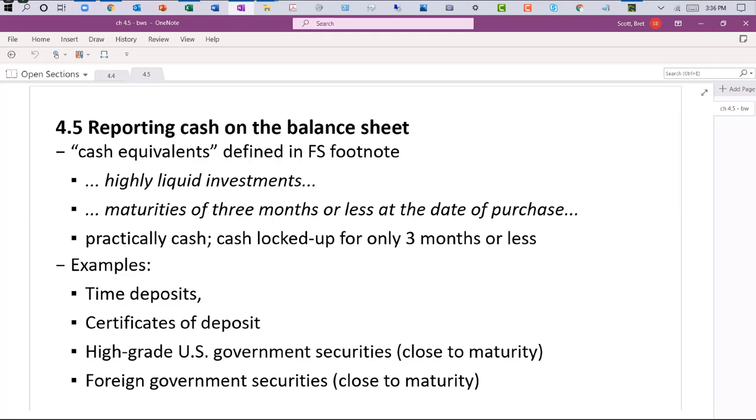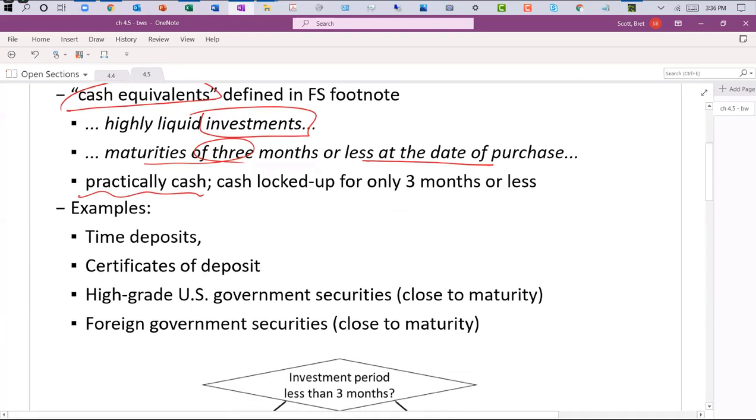But there's also this thing called a cash equivalent. Why do we call it a cash equivalent? Well, it's kind of like cash. It's really close to cash. It's practically cash. What it is, the cash equivalent, is an investment. It's not an investment in stocks and bonds, okay? It's an investment into a very short-term, in and out kind of investment. Maturities of 3 months or less from the date of purchase.